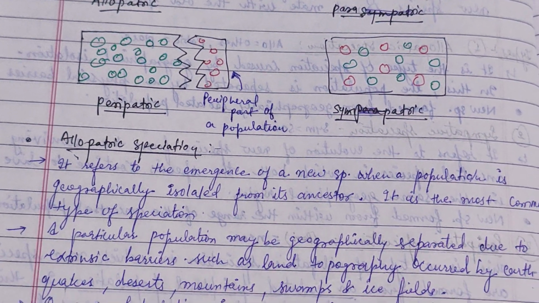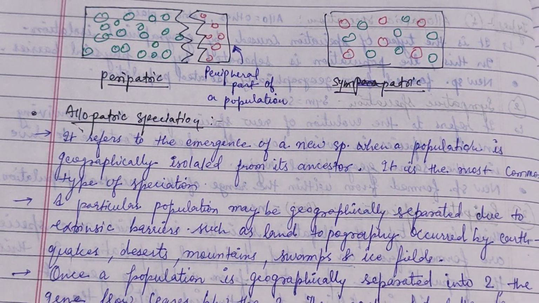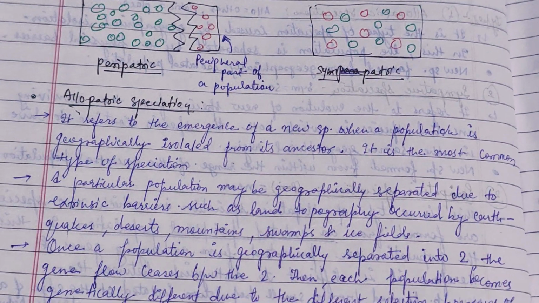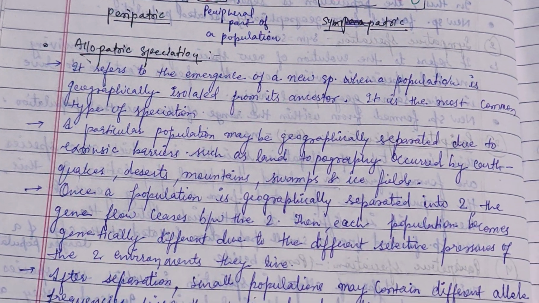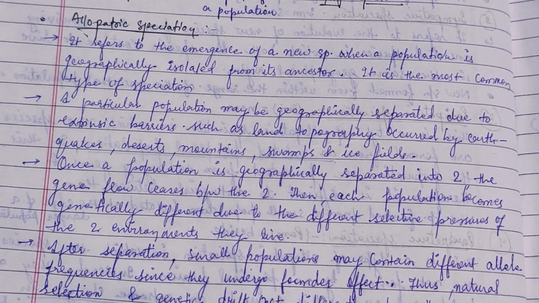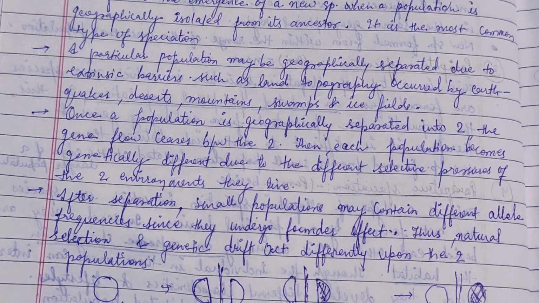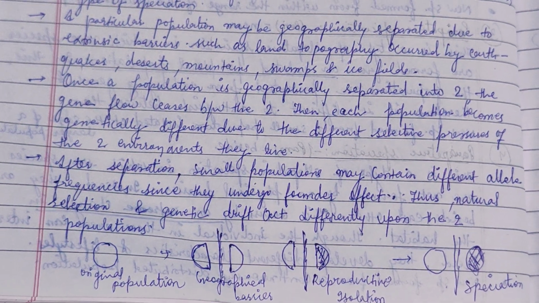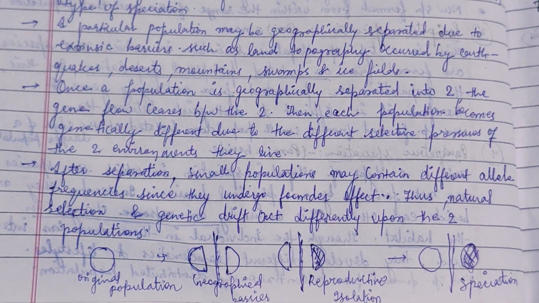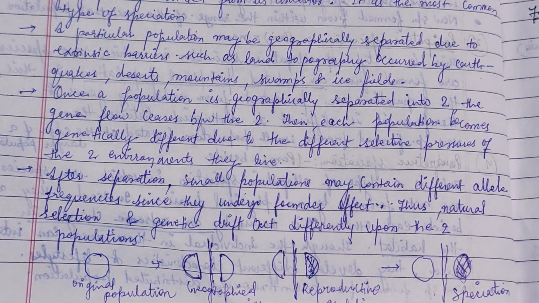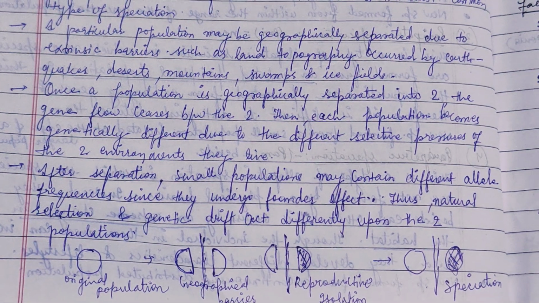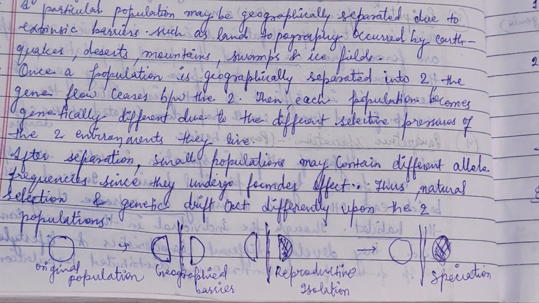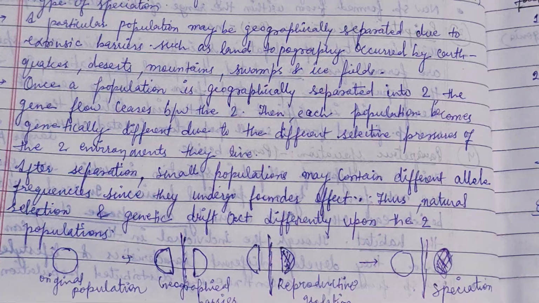Allopatric speciation refers to the emergence of a new species when a population is geographically isolated from its ancestor. A particular population may be geographically separated due to an extrinsic barrier such as land topography caused by earthquakes, deserts, mountains, swamps, and ice fields. After the separation, the small population may contain different allele frequencies since they undergo the founder effect. Thus natural selection and genetic drift act differently upon the two populations. Here is the original population, and there is a formation of a geographical barrier, then it forms reproductive isolation, and then it leads to speciation.